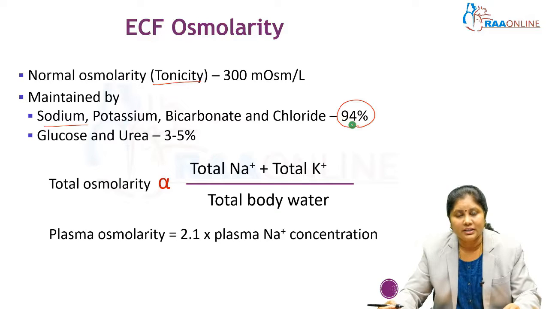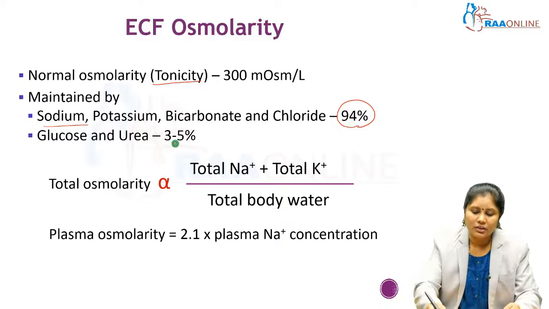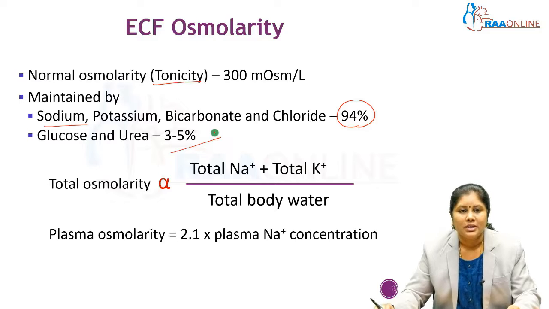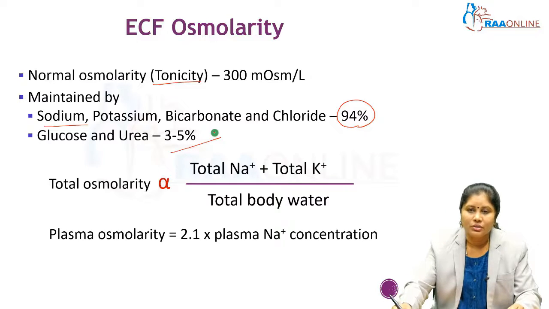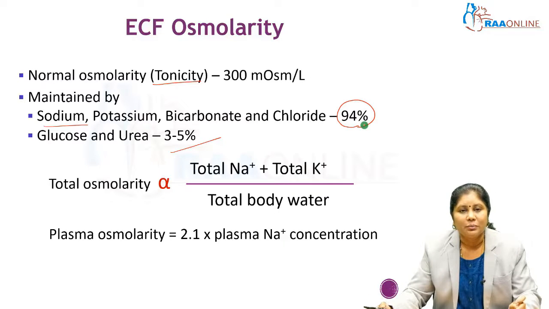Apart from these ions, we have glucose and urea. These are organic compounds also present in the blood that contribute to the osmolarity, around 3 to 5%. But since urea is highly permeable, it easily permeates into the cell and contributes to the osmolarity only to a little extent. So it is quite ignored.